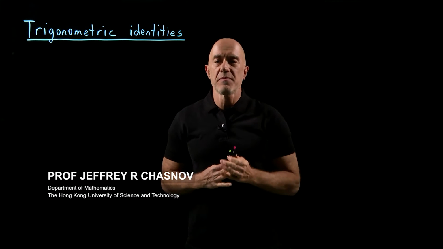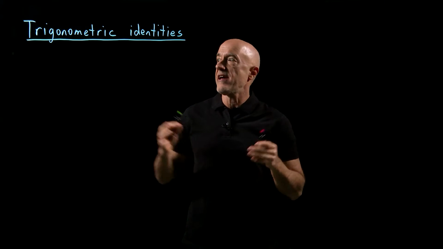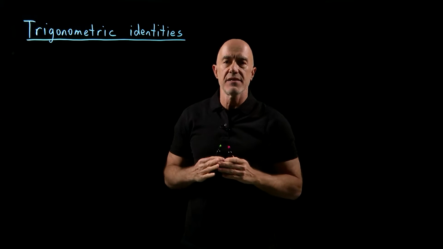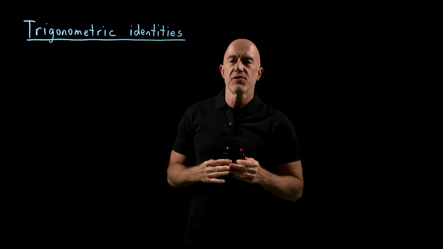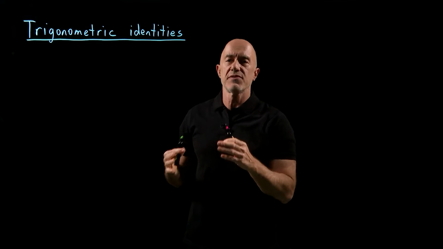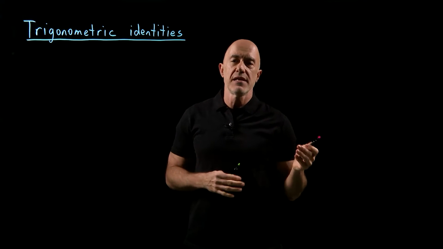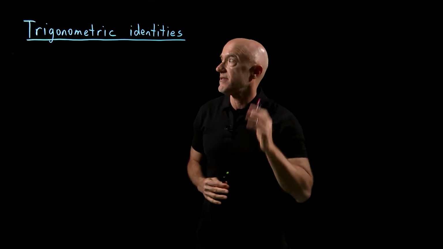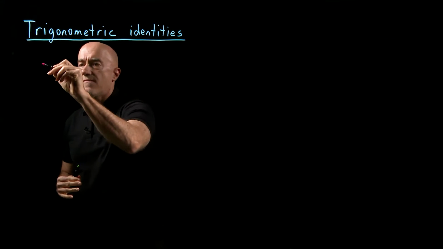Using Euler's formula, we can now rederive some trigonometric identities, and I want to try and convince you that it's a lot easier to do it this way than perhaps the way you did it in your trigonometry class. So let's start with a first identity.